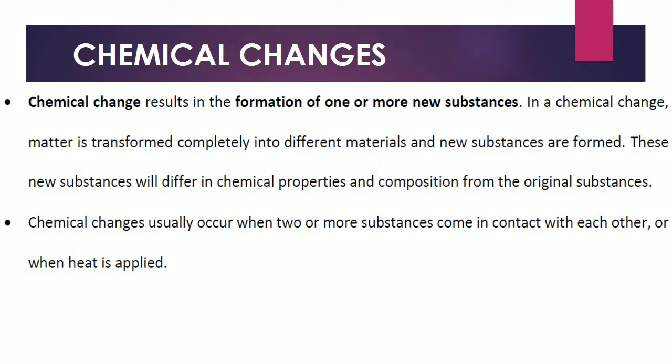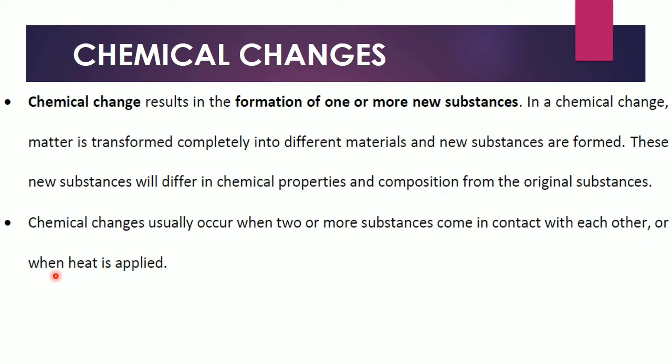Next we are going to look at chemical changes. Chemical changes result in the formation of one or more new substances. In a chemical change, matter is transformed completely into different materials and new substances are formed. The new substance will differ in chemical properties and composition from the original substance. Chemical changes usually occur when two or more substances come in contact with each other or when heat is applied.